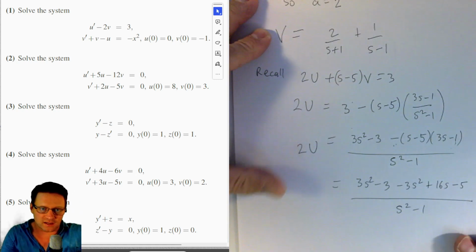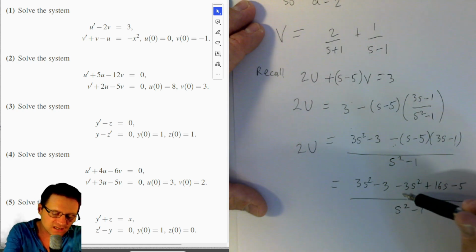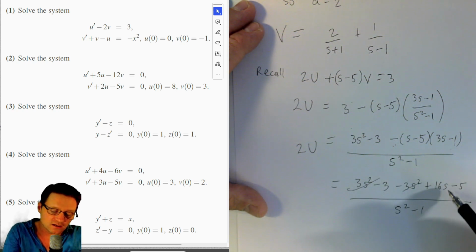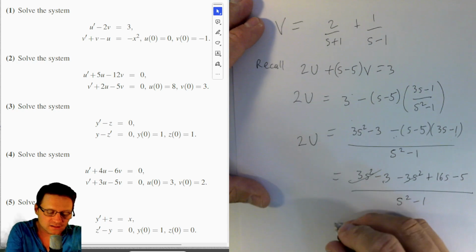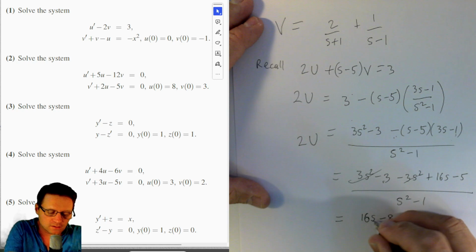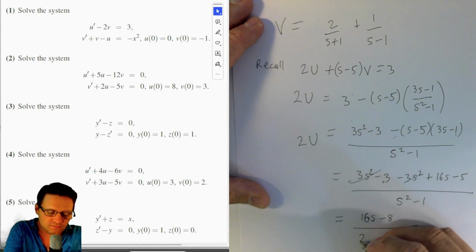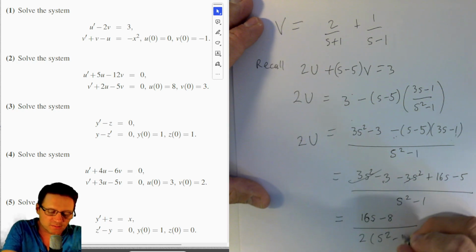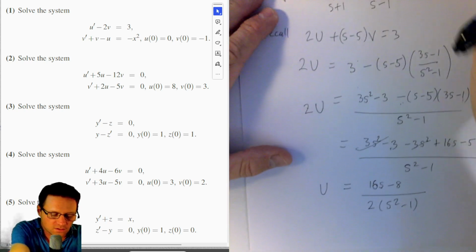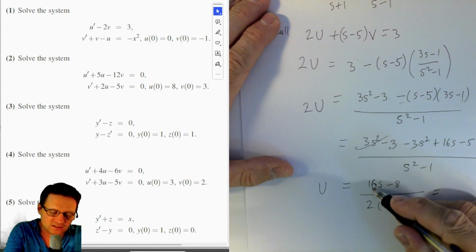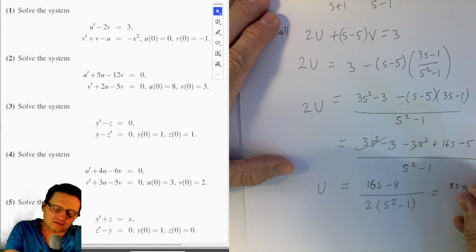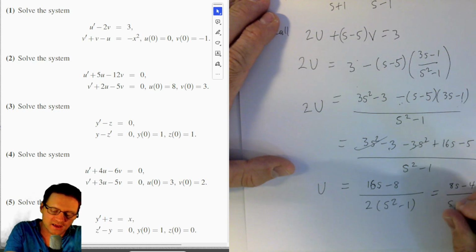All right, continuing. So we can see here that our minus 3s squared vanishes with the 3s squared. 16s minus 8. And then if we divide by 2, we have 2 times s squared minus 1 in brackets in the denominator, and that is our uppercase u. Okay, so we can divide that 2 into the 16 and the 8 because they're both even. That's easy to do. So 8s minus 4 over s squared minus 1.